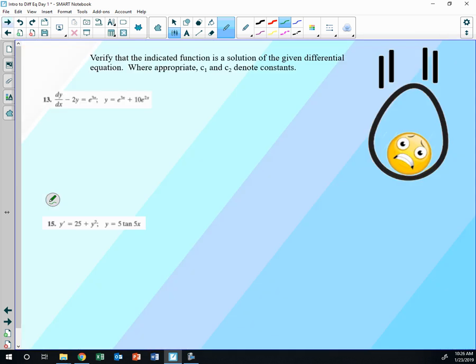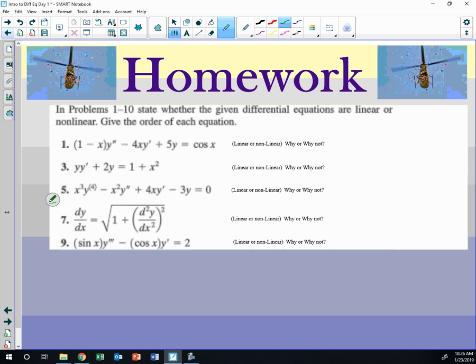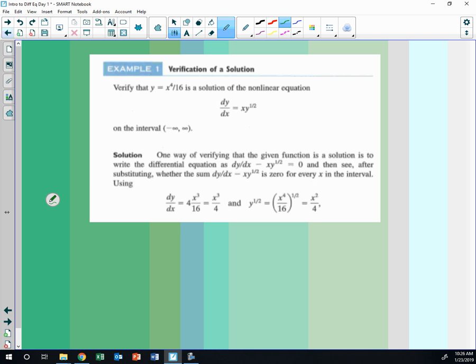And then let's go to the homework. So you're just going to do 1, 3, 5, 7, 9. All you have to do is tell me linear or nonlinear, and then hold off on the verification part. We'll get to that.